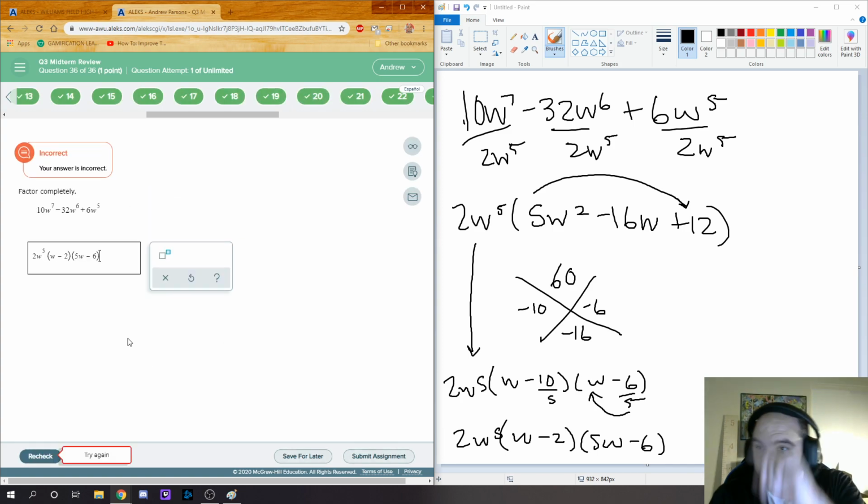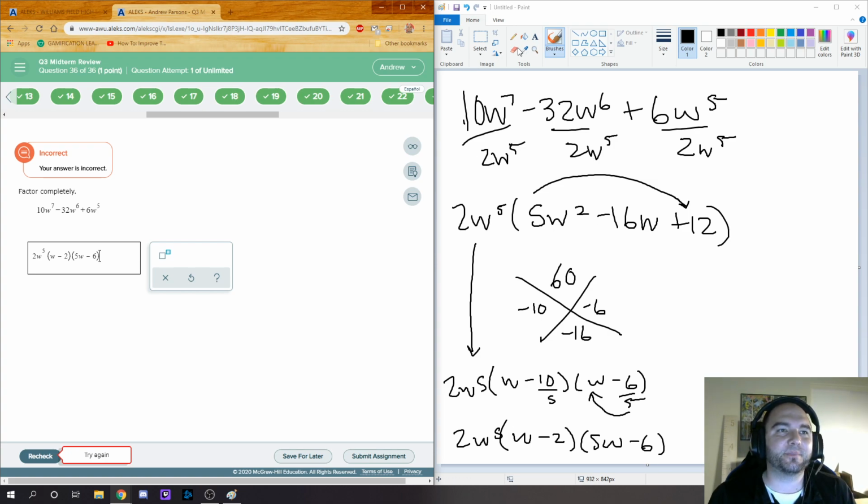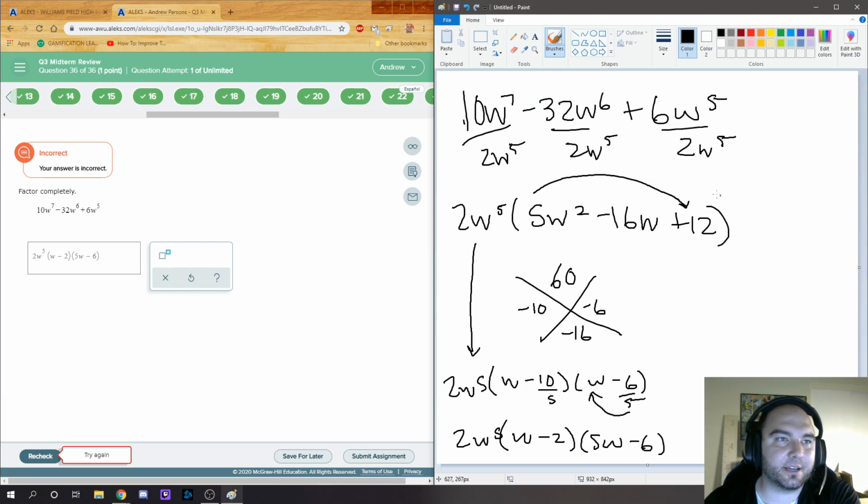And fully incorrect. What did I do wrong? Wait. Oh, no. What did I do? Uh-oh. We got to review it. Oh, I'm so stupid. Look at this crud. I put 12 over here. I did 6 times 2, not 6 divided by 2. Gosh dang it. That's going to cause a problem.